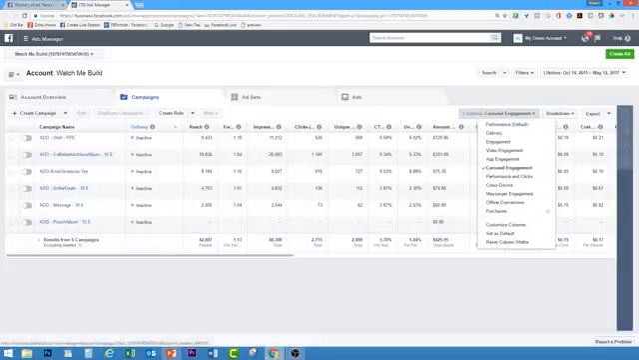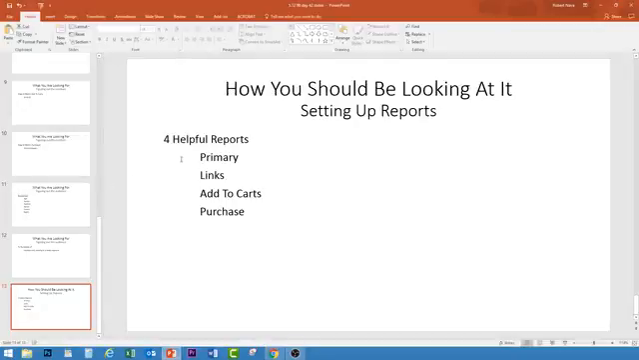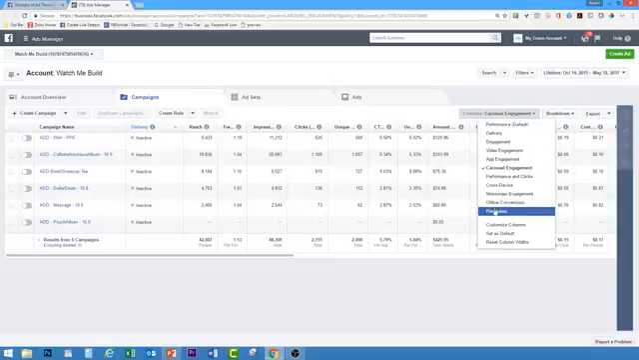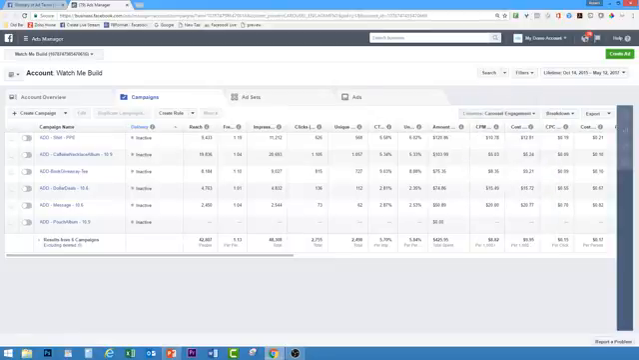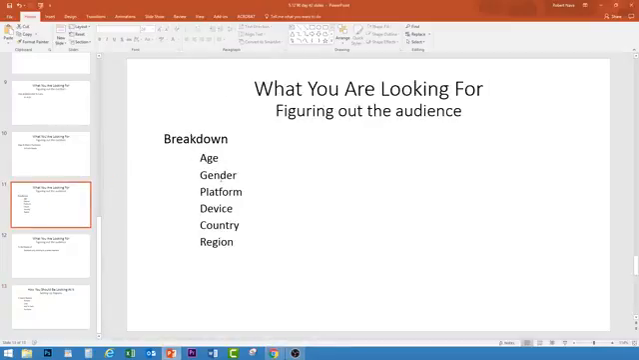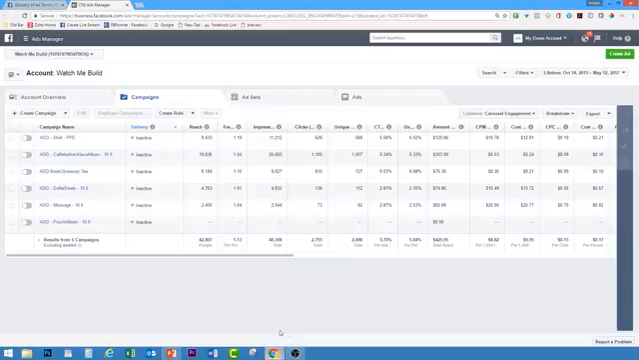On the slides over here, there are 4 helpful reports that we're going to make: primary, links, add to carts, and purchase. We're going to make four different reports. What I'm referring to is the column layouts. When I was talking about the breakdown, the age, gender, platform, device, country, and region, I am referring to this right here.